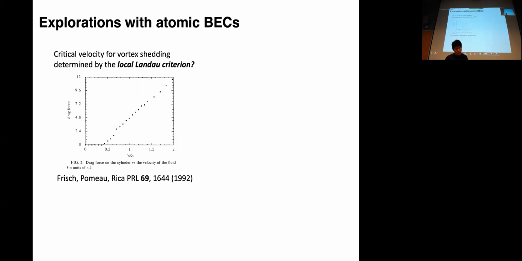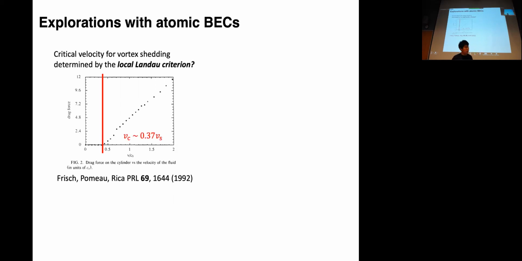And what they saw there was that the critical velocity for vortex shedding in this system is actually determined by the local Landau criterion applied to the atoms, the superfluid that's very close to the surface of the obstacle. And we all know that for a perfect fluid, if you have a cylindrical obstacle moving through your fluid, the fastest fluid velocity is achieved tangential to the obstacle, and it has a velocity of twice the velocity of the moving obstacle. So that gives you already a factor of 1/2 relative to your Landau critical velocity.